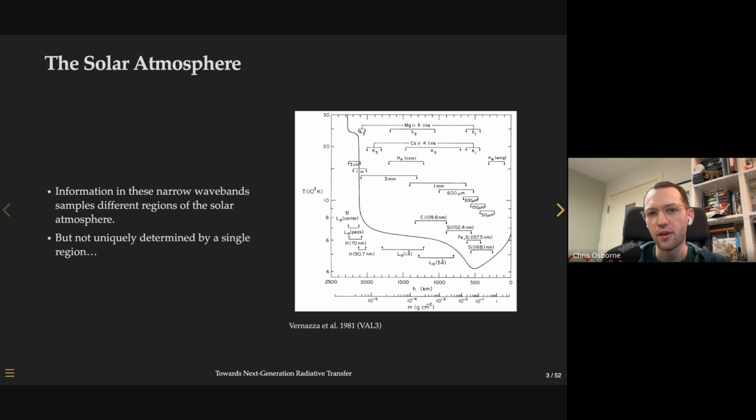So yeah, there are many spectral lines and these spectral lines probe somewhat narrow regions, but as I was saying, they couple multiple regions together, and it's disentangling this that gives the complexity, but also the magic of this style of modeling.